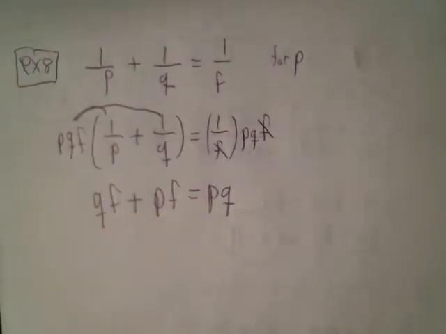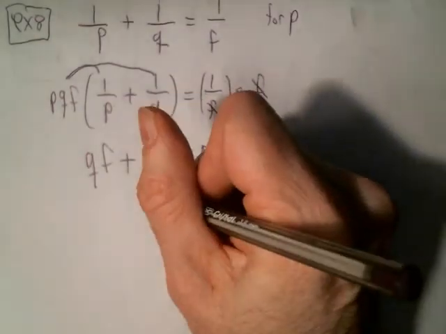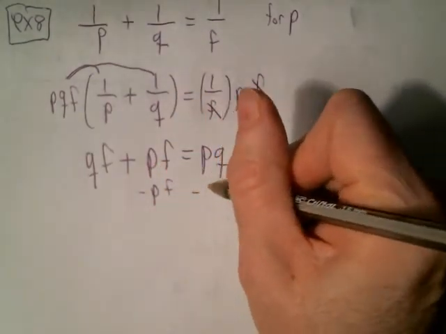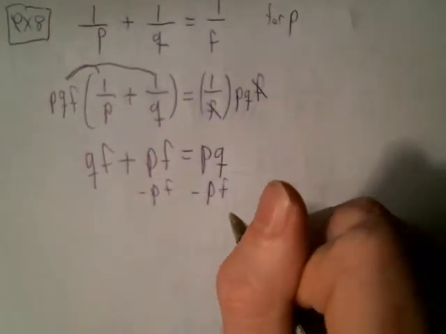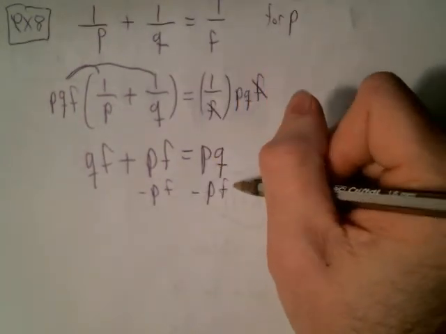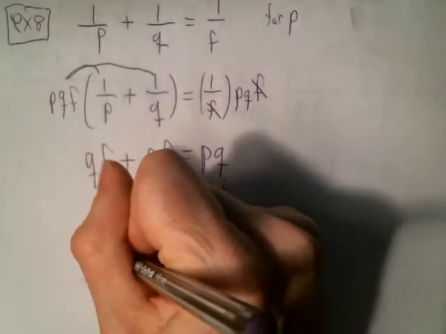I want to solve for p, so that means getting all the p material on one side and everything else on the other. So you can subtract the pf. And again, you have an issue where you can't combine these. It's not like this is 3 and this is 5, and you just go 3 plus 5 is 8. No, you can't do that here.